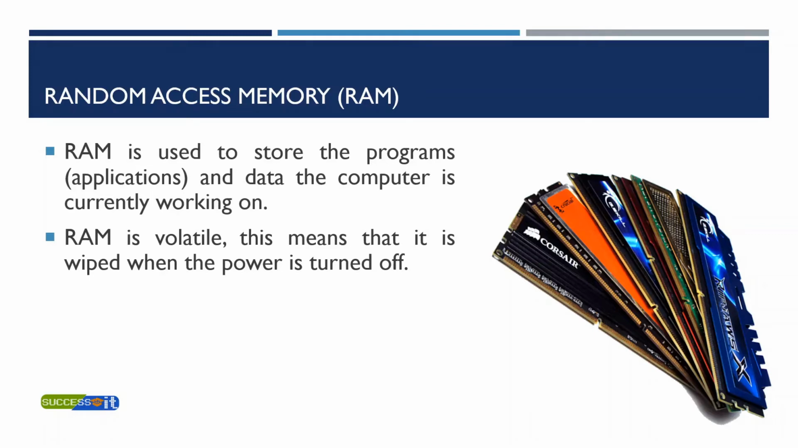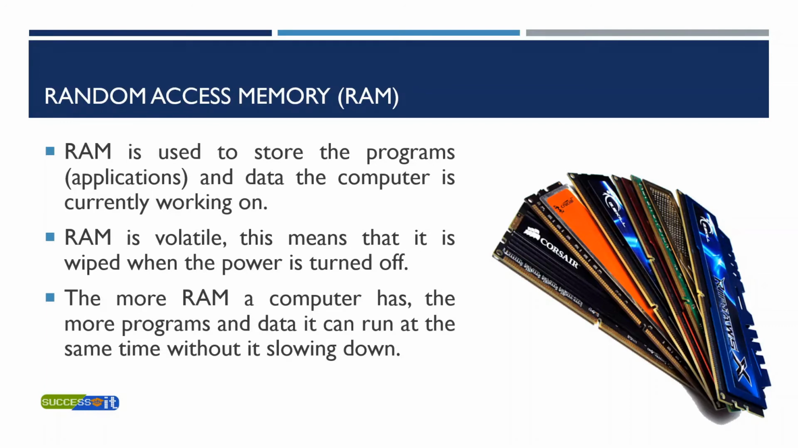RAM is volatile, that is, it is temporary and changeable. If the power is turned off or the computer is rebooted, all the information held in RAM will be lost.